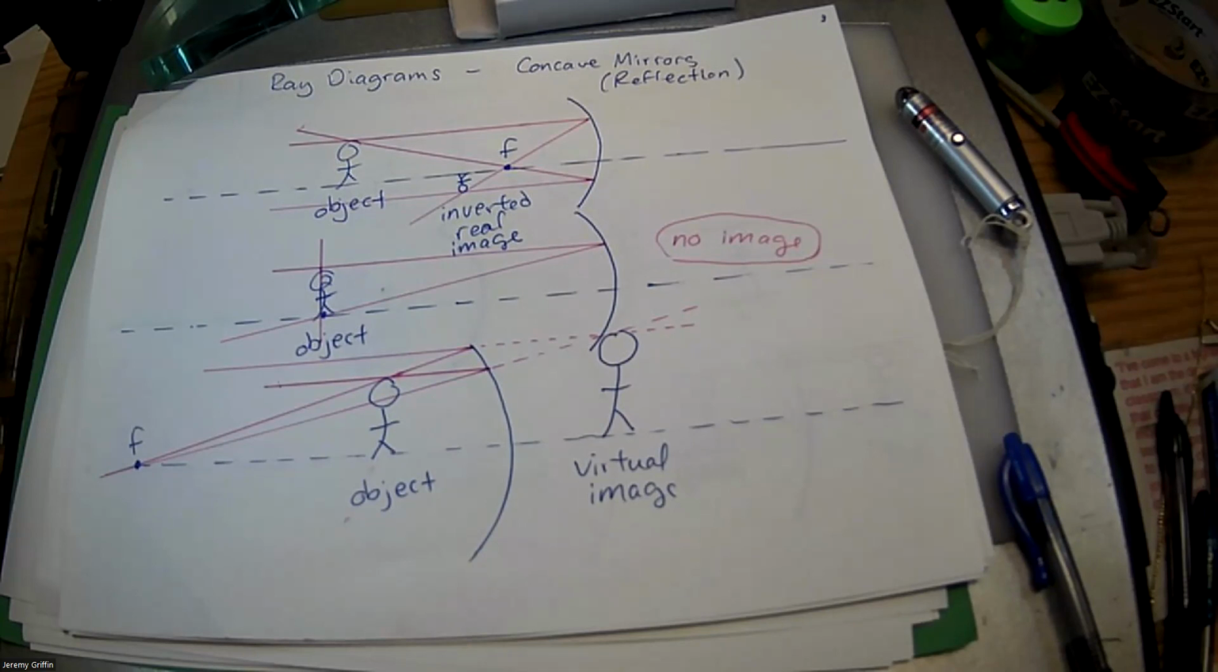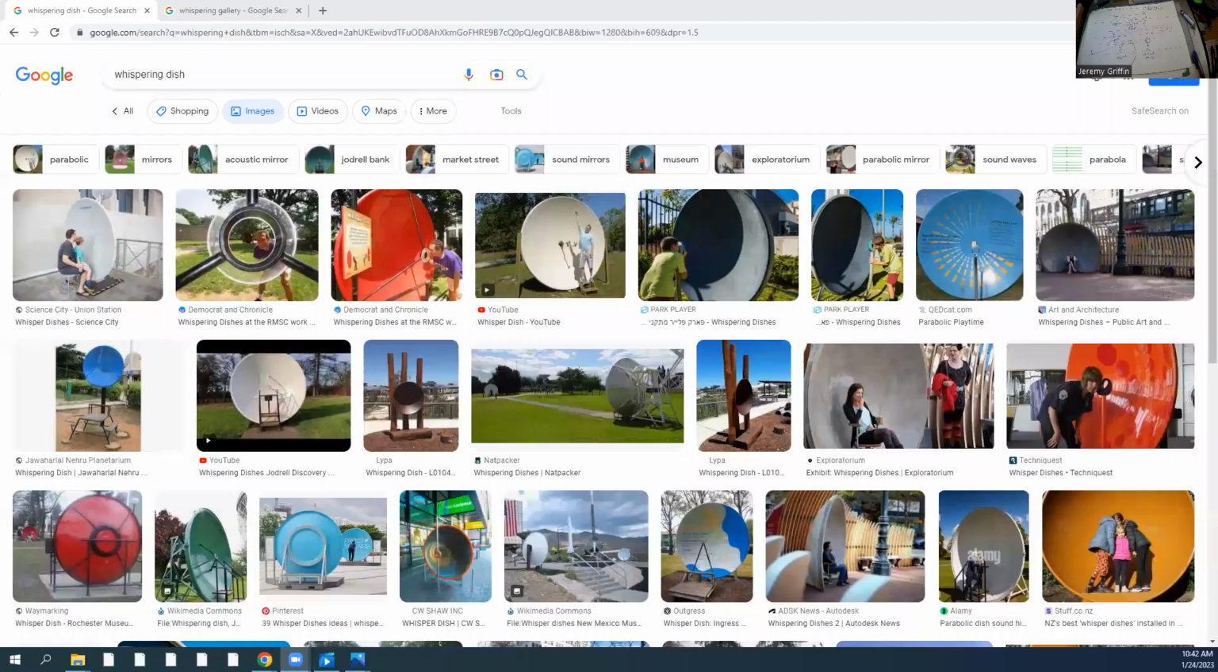All right, let me flip the screen over here. And so I want to show you guys a pretty cool practical example of this. It's called whispering dishes. They look like these satellite-type dishes, and there's usually a pair of these, maybe across a field or inside a lobby. You might see these at science museums. I know the University of Florida, if you go inside the physics building, they have a pair of these in the lobby. And this is an acoustic mirror.